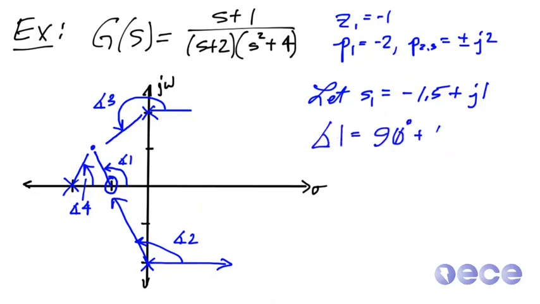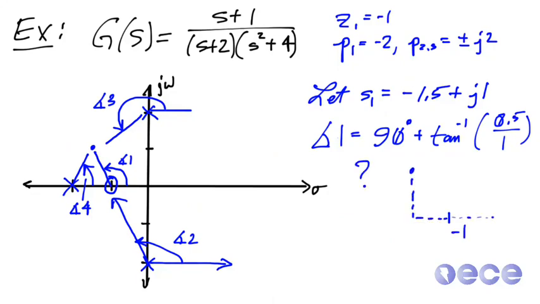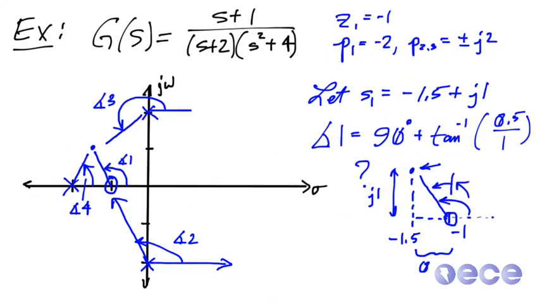So now that we have these values, we can actually write one by one what the values are of the angles. And so the angle 1 is going to be 90 degrees plus the inverse tangent of 0.5 over 1. So how did we come up with this value? Well, I'm going to zoom in on this triangle here. So we have a 0 here at minus 1, and our point S1 is up here. And so we're going to want to find out what is this angle here by first calculating this angle and then calculating the remaining angle. So the first angle that we calculate is 90 degrees.